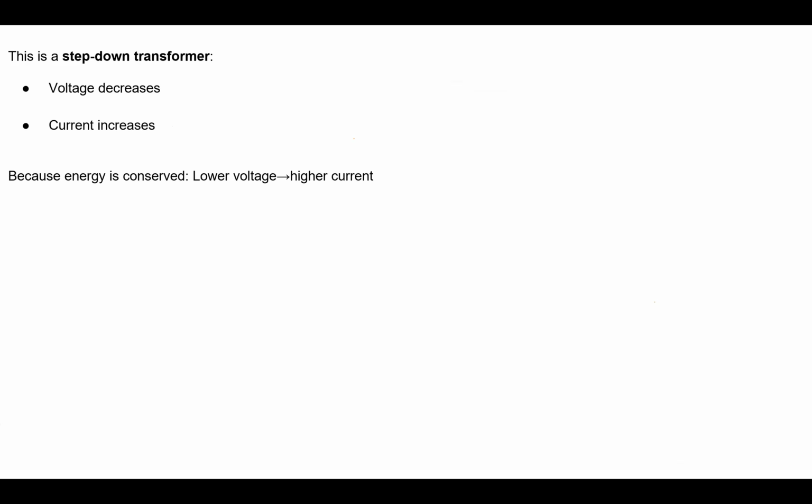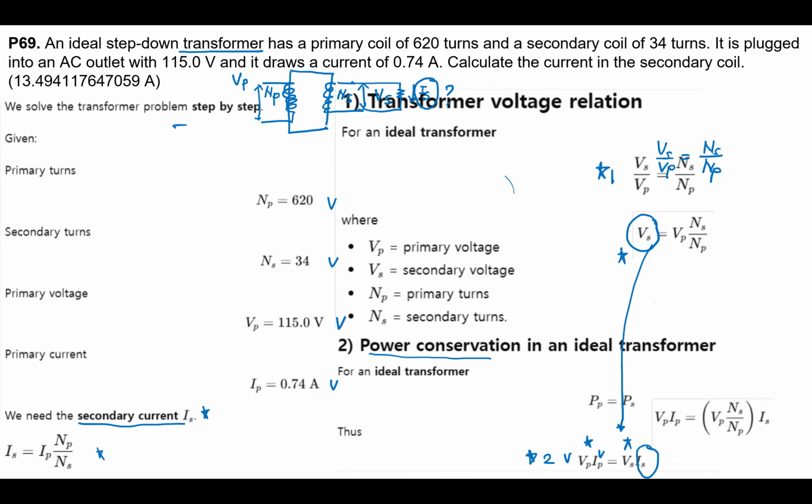This is the step-down transformer. Voltage decreases. So note that it was 115 volts. And then if you look at it, Vs is going to be this one. So Ns over Np was 34 divided by 620, so it's much less than 1. That means Vs, the secondary voltage, is less than the primary voltage, so that it is a step-down transformer.